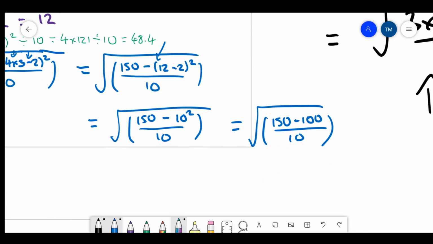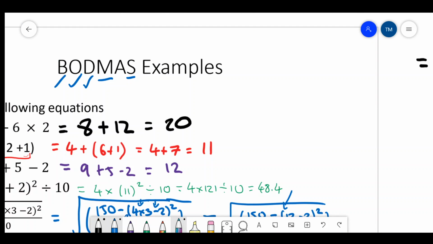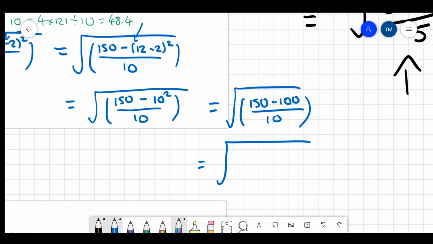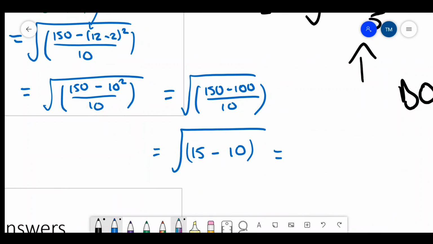So 150 minus 100 divided by 10. Then we look at our next step. So we've got BODMAS. So our next step is division. So we can do a division now. So we've got 150 minus 100 divided by 10. So we divide our results by 10, which is going to equal 50 minus 10. Because 150 divided by 10 is 50, and 100 divided by 10, sorry, is going to be 10. And then finally we do our subtraction, which is 50 minus 10 is equal to 40.